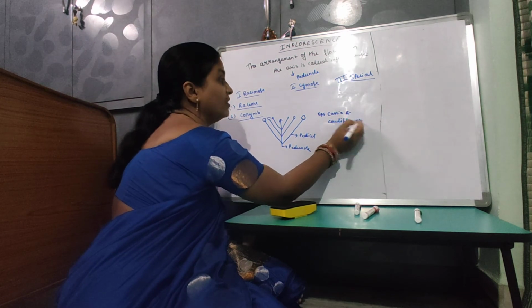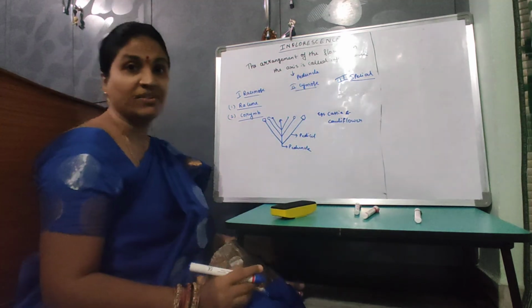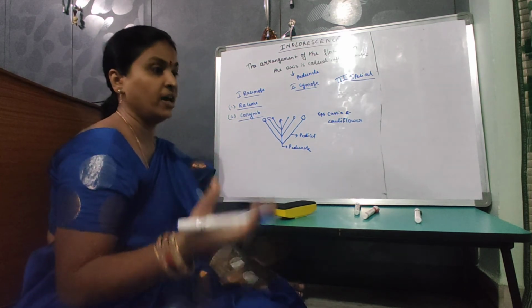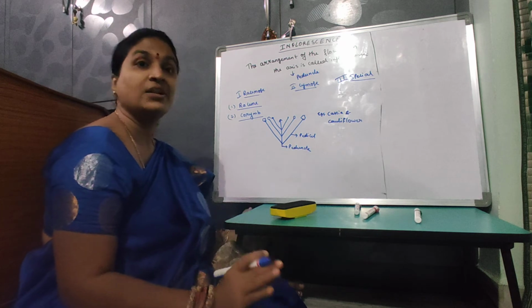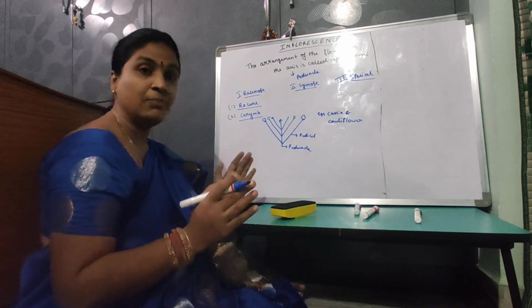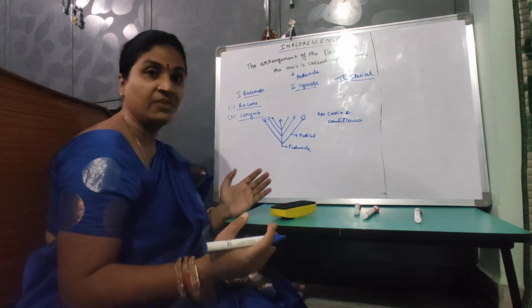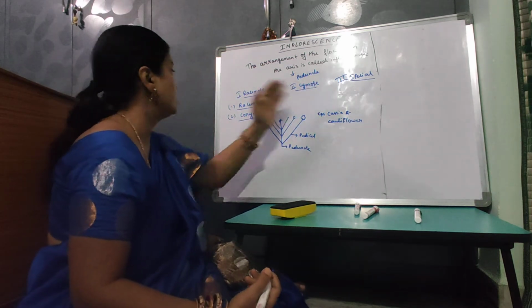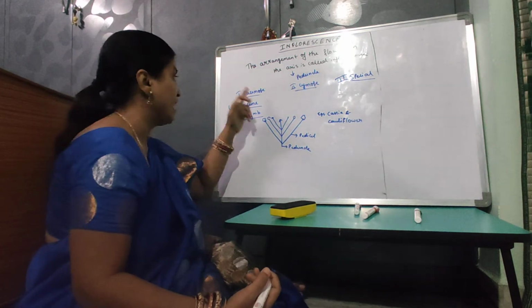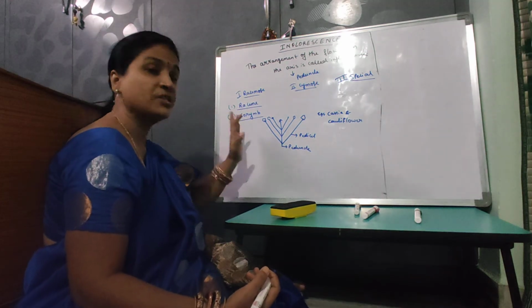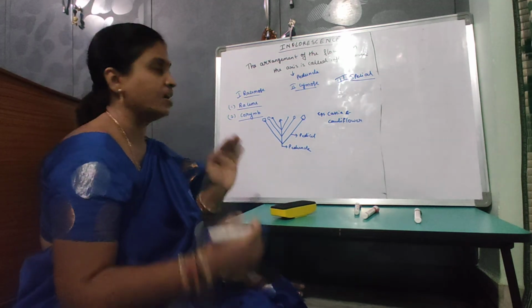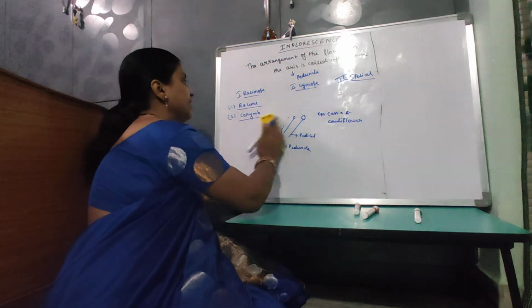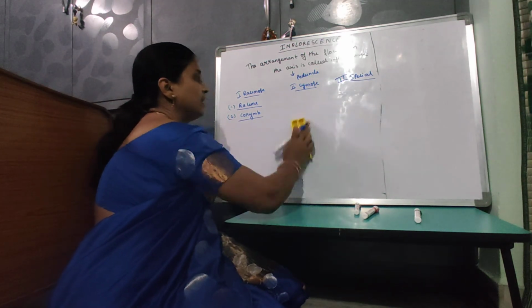So cauliflower, the edible part of the cauliflower, whatever we are eating as a vegetable, is not a fruit or a stem. It is an inflorescence, and it is what type of inflorescence? Racemose. In racemose, the subtype is corymb inflorescence. It is the inflorescence which we eat as a vegetable.